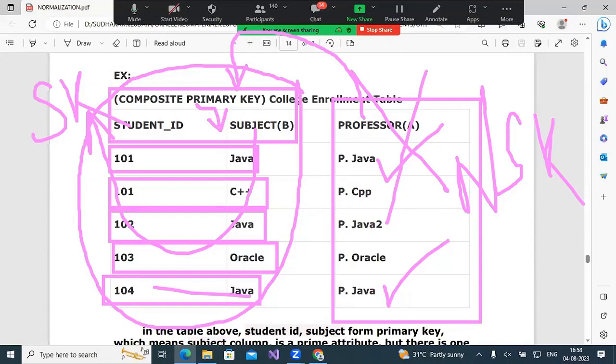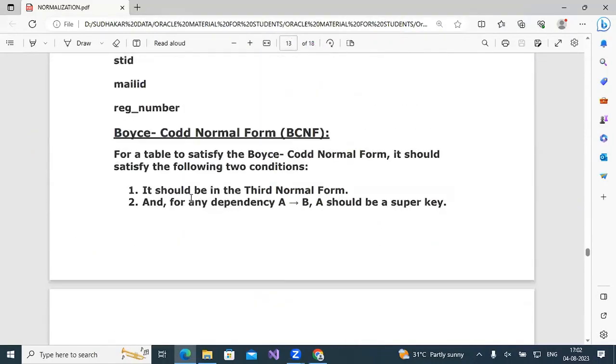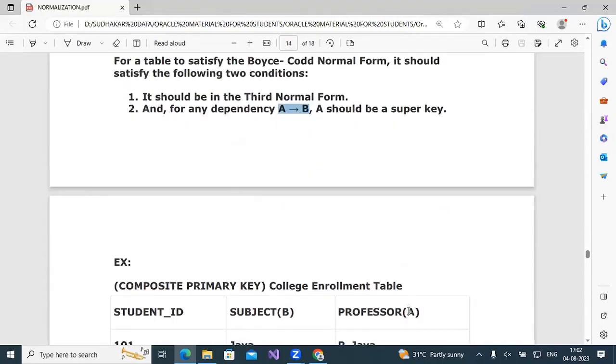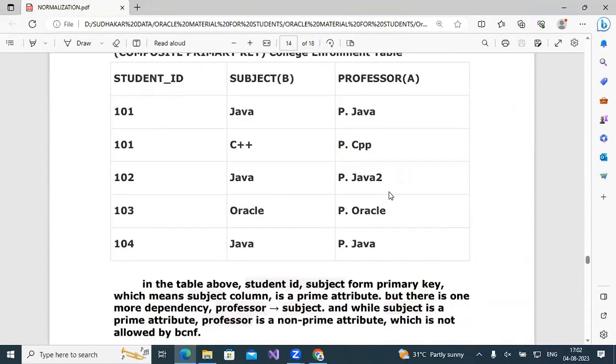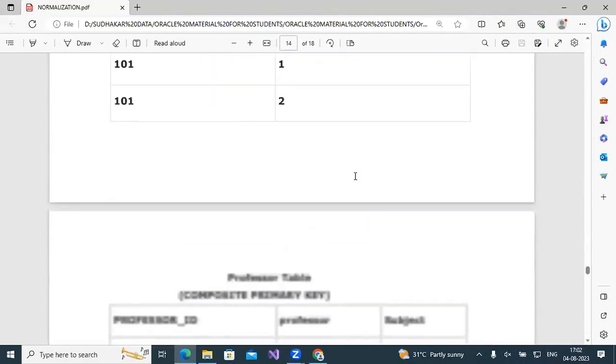But as per Boyce-Codd normal form, what it was telling us is, if A depends on B, A meaning professor, here I'm giving A as professor, and professor depends on B, then A should be a super key. But here A is not a super key. It is a non-super key. So this rule is not satisfied. So what do I want to do? Reverse. I make it reverse. How to make it reverse here?